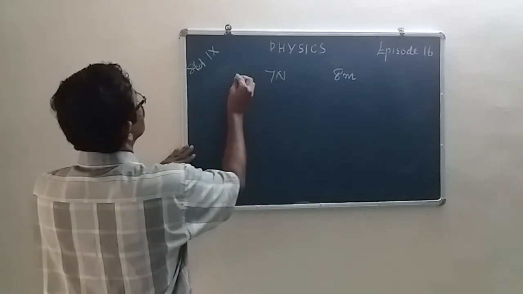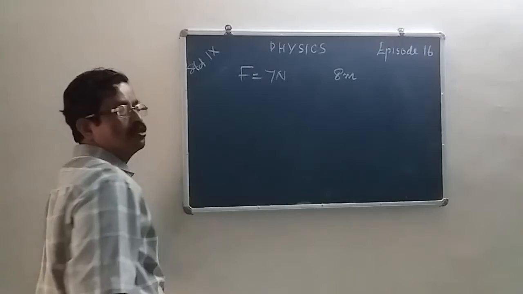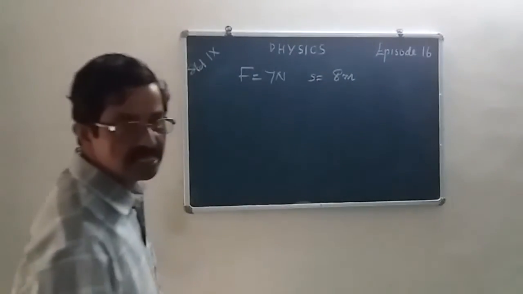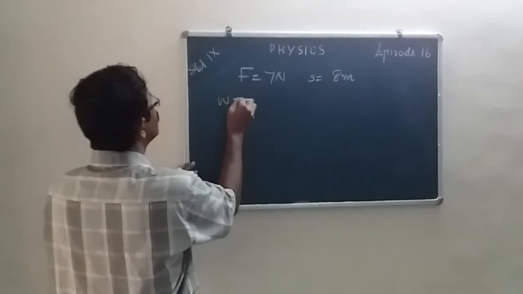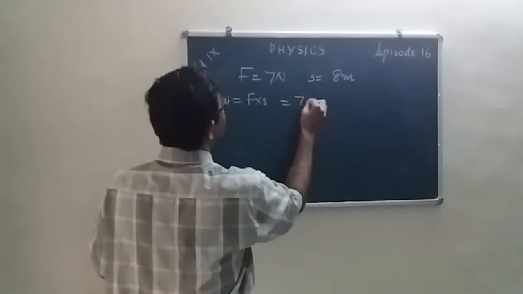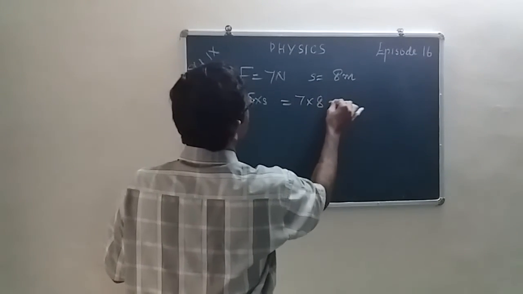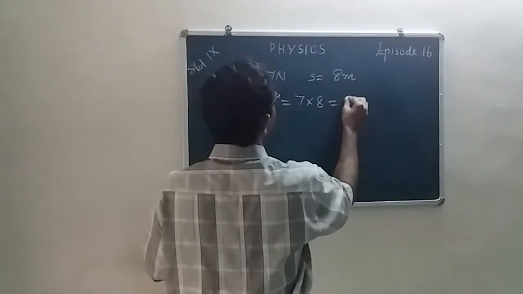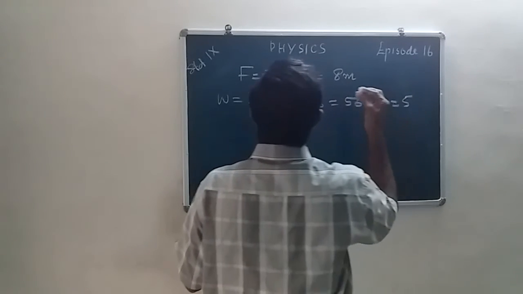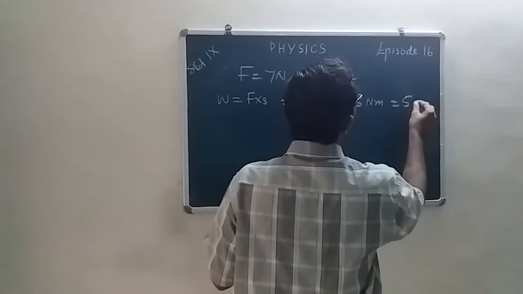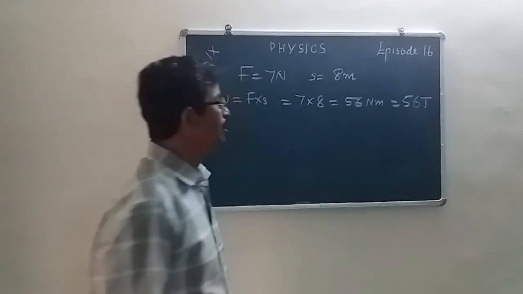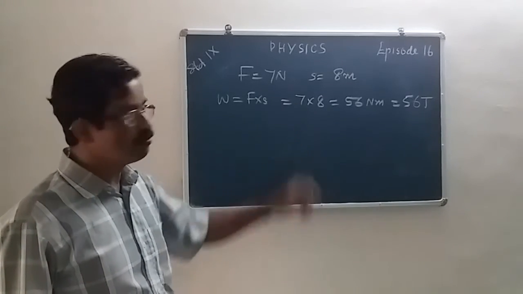Here force F is equal to 7 Newton and the displacement is equal to 8 meter. Hence work W is equal to F into S, that is 7 into 8, that is equal to 56 Newton meter or 56 Joule. 56 Joule is the work done.